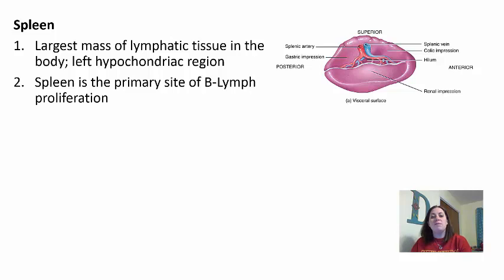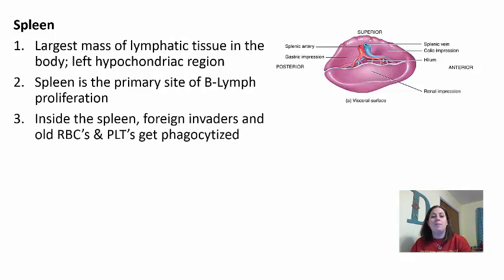So when those B lymphocytes undergo the process of maturing, a lot of times they do that maturing in the spleen area. Inside the spleen, foreign invaders and old red blood cells as well as platelets get phagocytized. So what we look at here is that the spleen kind of cleans up the area. Foreign invaders that come in and get trapped, it'll act like a lymph node. However, when red blood cells get too old and we need to break them down for their parts, the spleen does this, as well as with platelets.